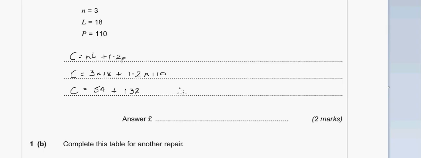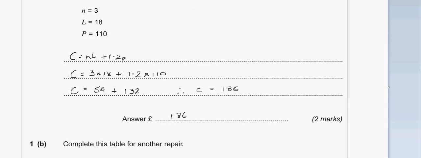So we can then say that C equals, now 54 plus 132 will give us 6, 5 and 3 is 8, and 1. So our answer would be £186. Okay, really it is that simple. We just substitute in the values accordingly.